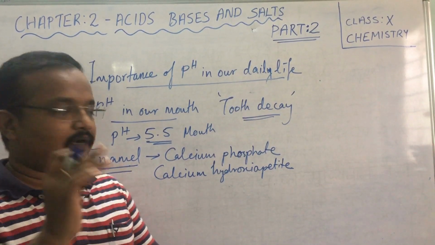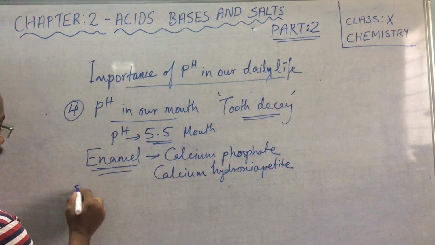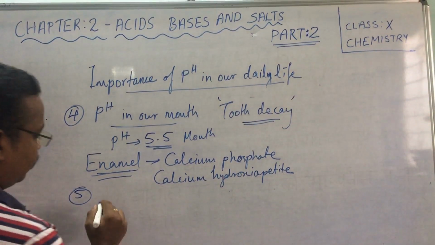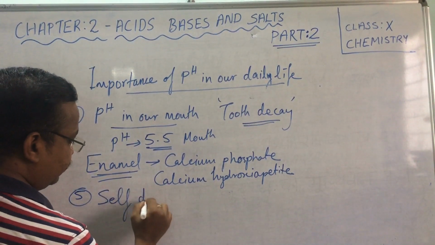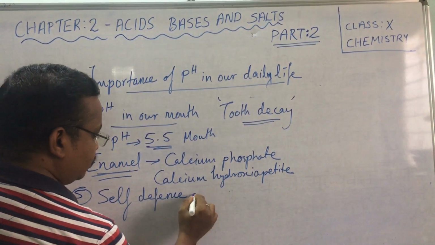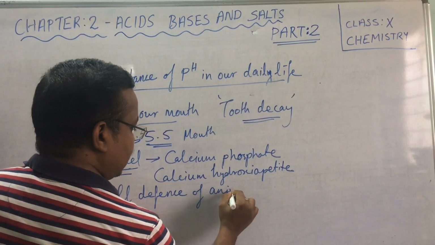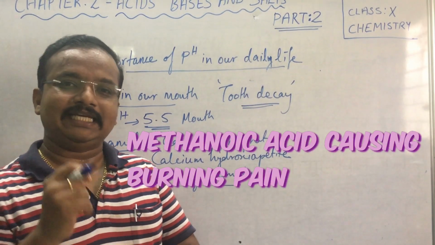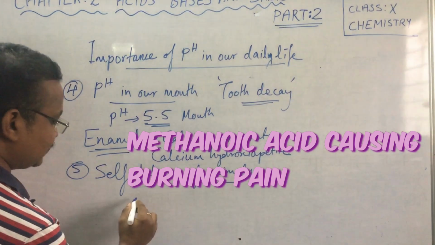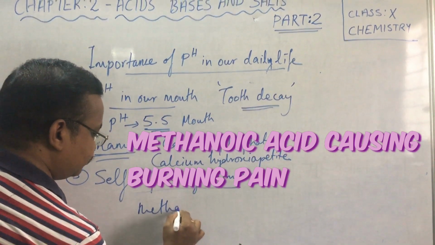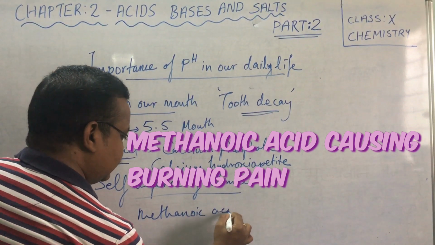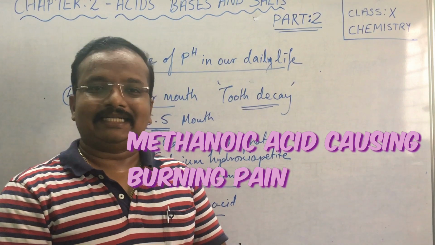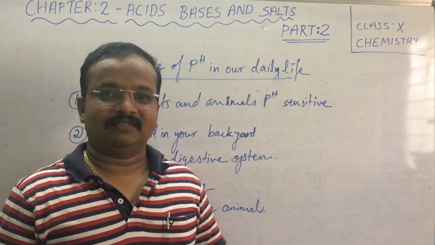Okay. Now another important case we have to discuss is the fifth one, sensitivity or self-defense of animals. When insects bite you, they inject methanoic acid into your body. Methanoic acid they inject into our body. That causes irritation as well as pain.